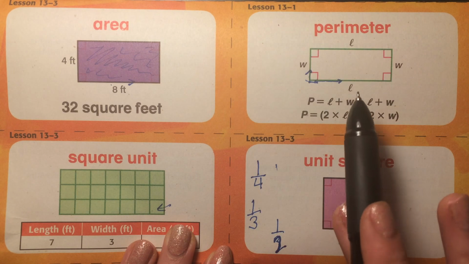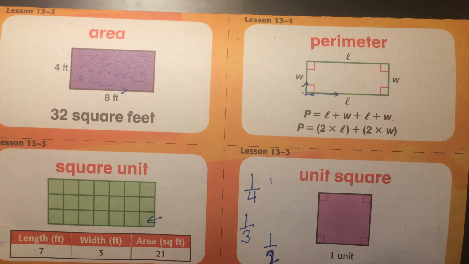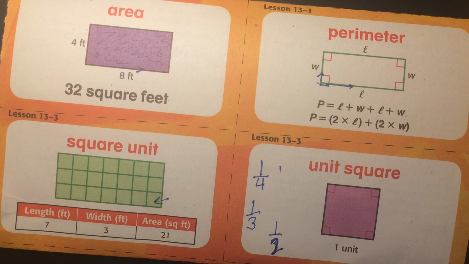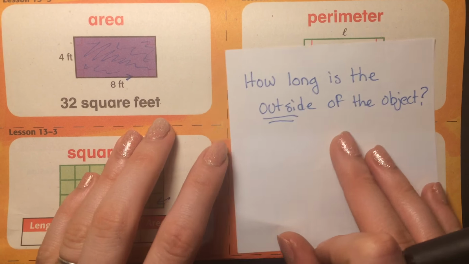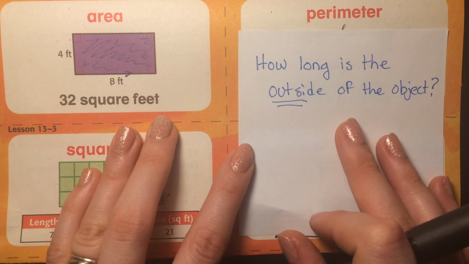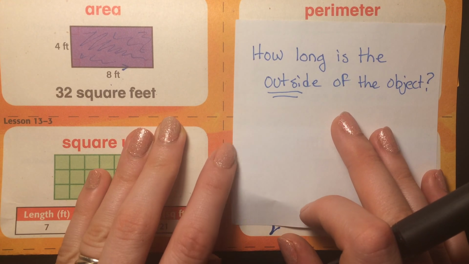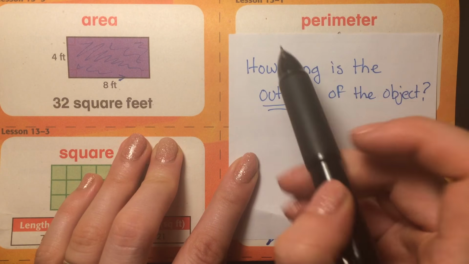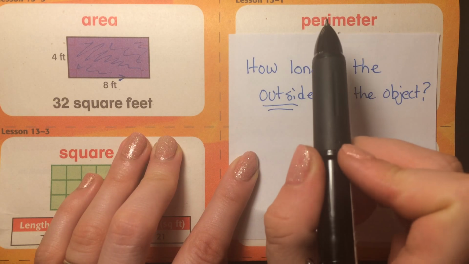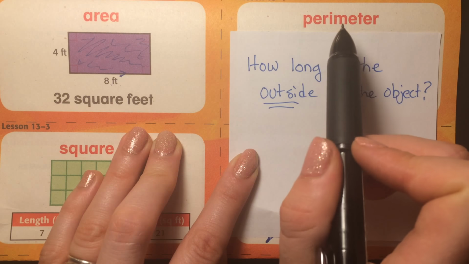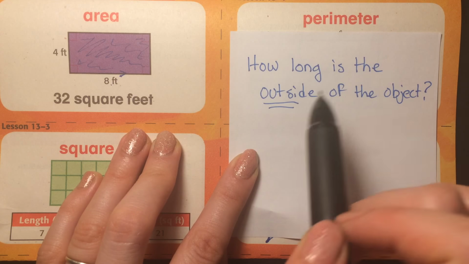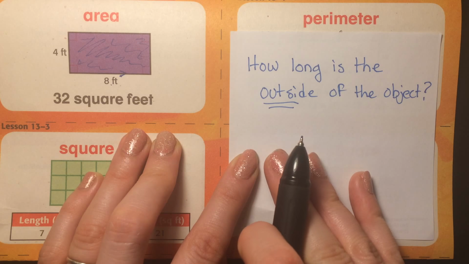Remember, the perimeter is answering the question, how long is the outside of the object? Okay, so I'm going to ask you this question, and you need to know this answer. What question does perimeter ask? Perimeter asks, how long is the outside of the object?